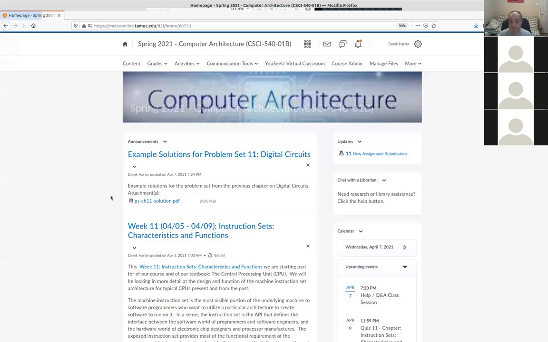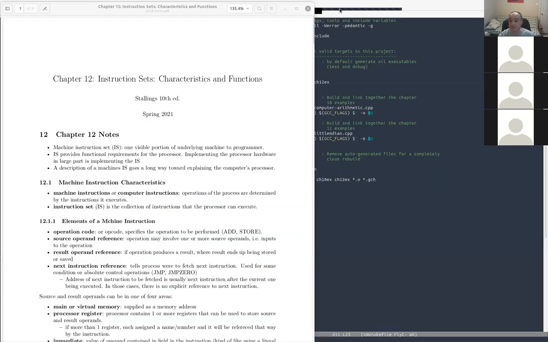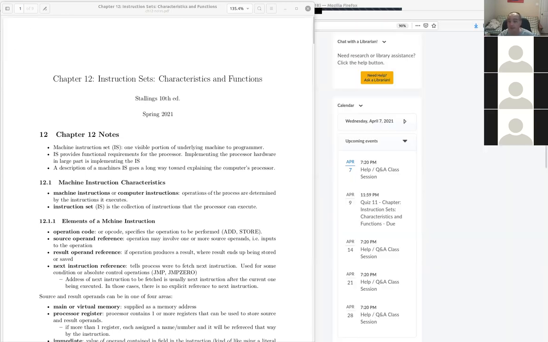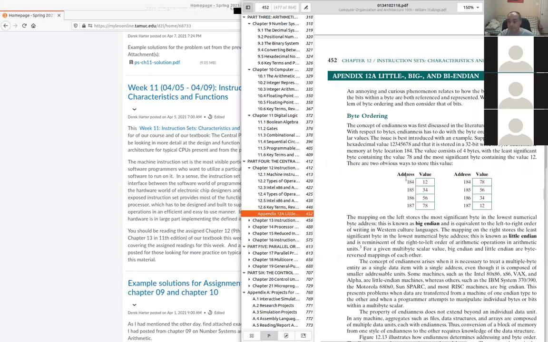So this week we're working on the instruction set, the characteristics and functions. This is actually the start of the fourth section of our textbook here. And this is going to be basically our last section. We've only got about three weeks or so to go here, including this week.